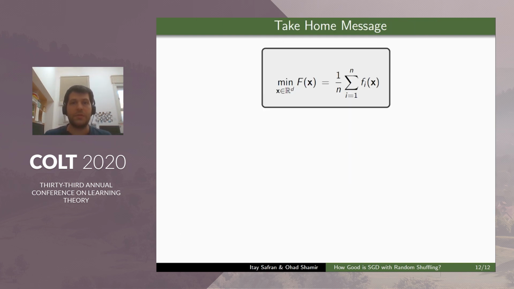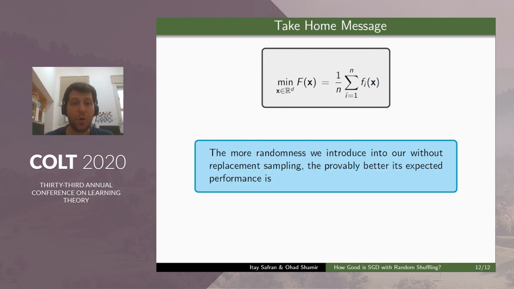So, to conclude the talk, this is our take-home message. When we optimize over finitely many convex functions, then the more randomness we introduce into our without-replacement sampling, the provably better its expected performance is, at least in this simple regime where we assume that the target function is strongly convex and the individual functions are convex. Thank you very much.